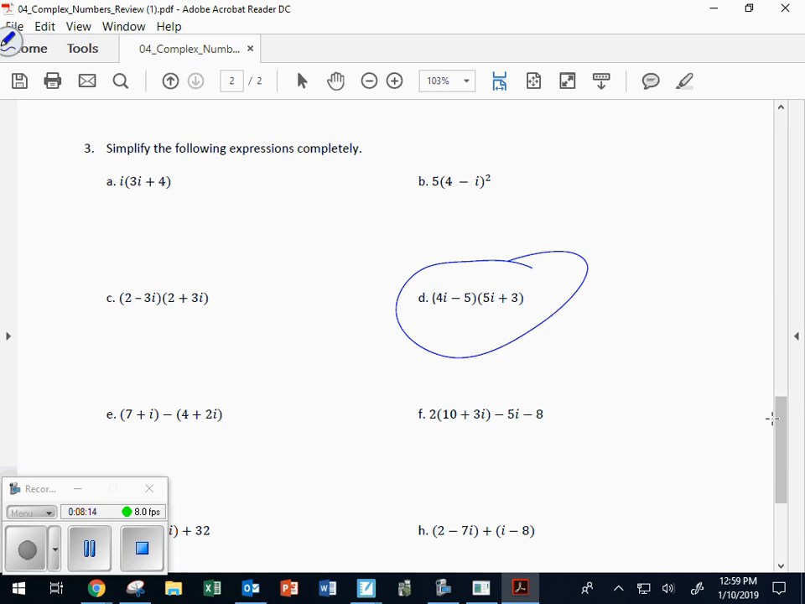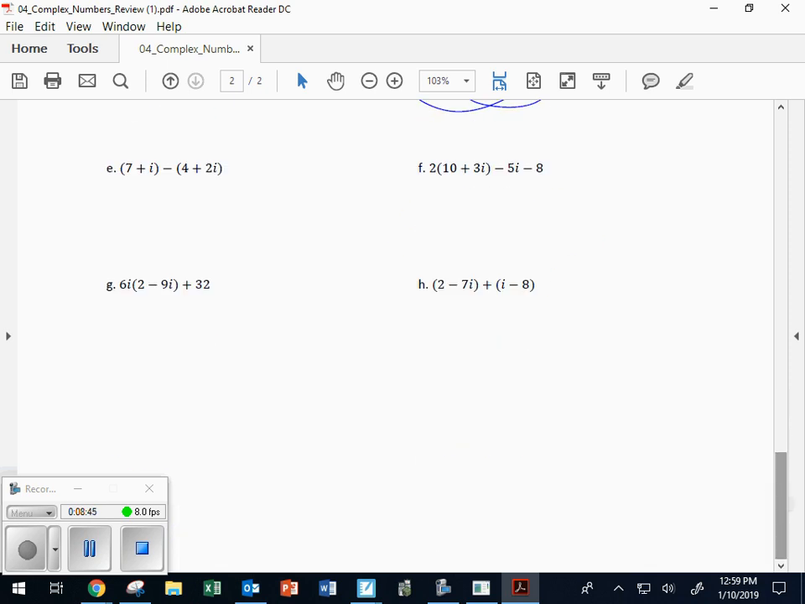All right, so your answer for this one would start with 20I squared, which then later you're going to replace with a negative 1, where the I squared is. And then you're going to have plus 12I, and this one minus 25I, and then this one minus 15. You put it all together. These are like terms, so they can go together. But the I squared is the special thing. It's negative 1.